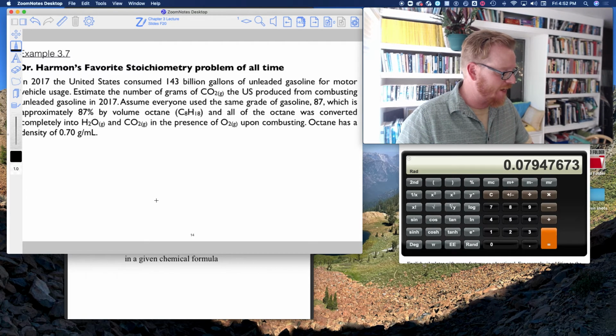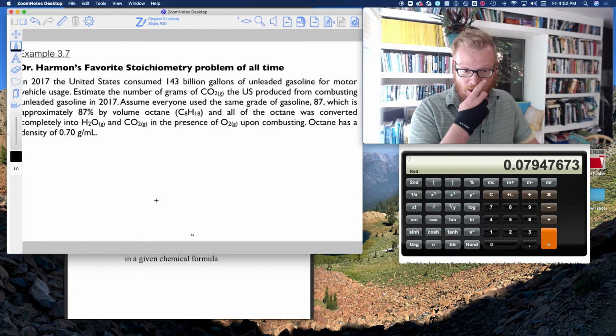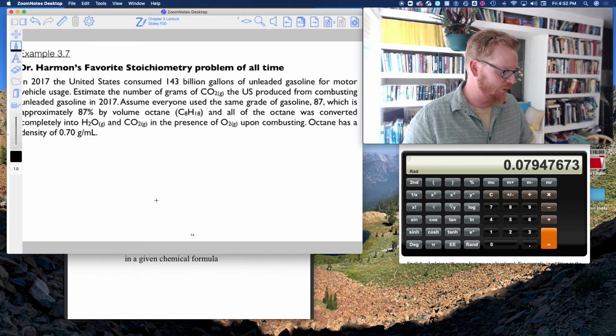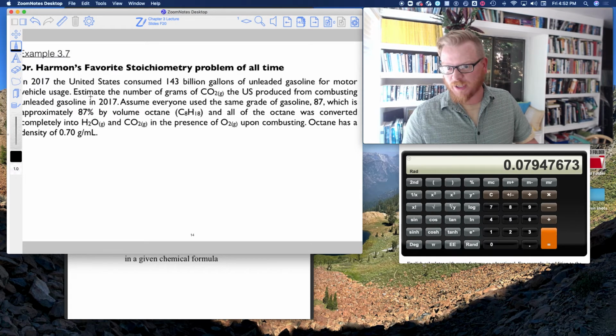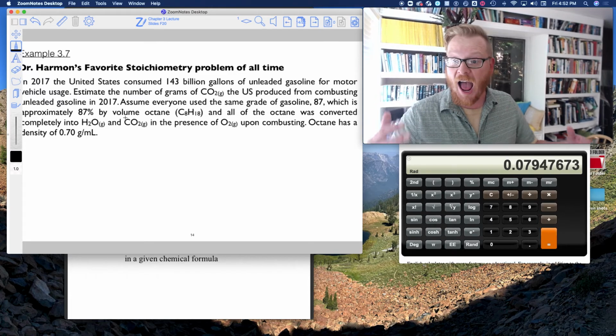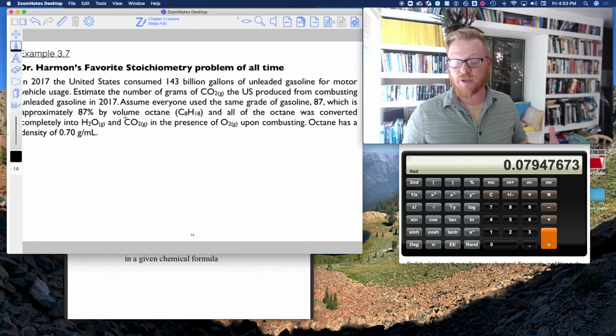In 2017, the United States consumed 143 billion gallons of unleaded gasoline. That's a real number that I looked up. 143 billion gallons of unleaded gasoline for motor vehicle use. Estimate or calculate the number of grams of CO2 the U.S. produced from combusting gasoline in 2017. Okay? That's what you're trying to do. How much CO2 did all of that gasoline put in the atmosphere? It's a pretty simple question. Simple question, not so simple to calculate it.